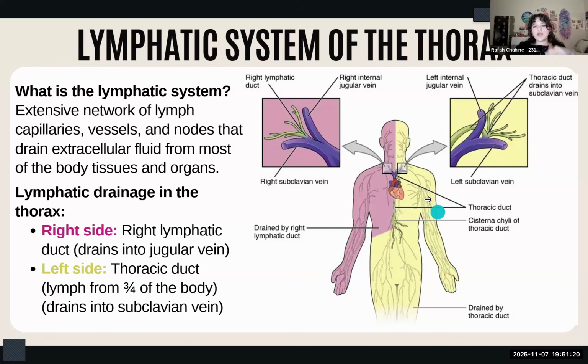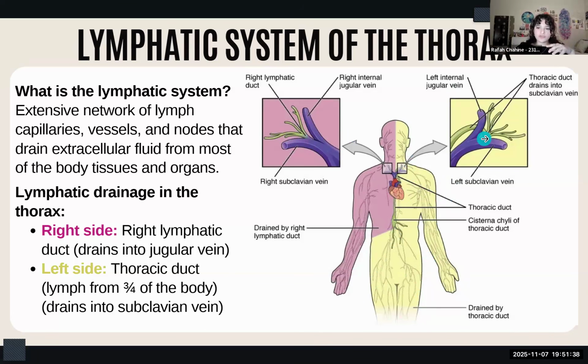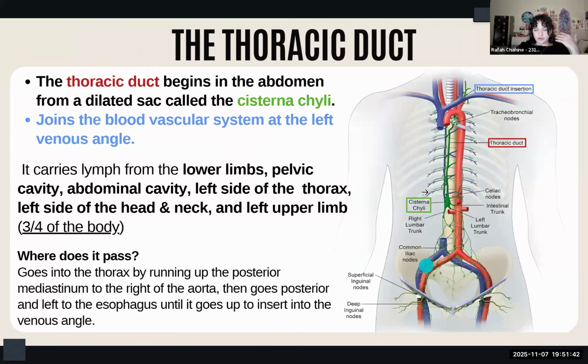Now on the left side, we have this huge portion of the lymphatic system called the thoracic duct. This is going to drain 3/4 of the body. We have the entire abdominal and pelvic cavity, all the lower limbs, the left side of the thorax, the left upper limb, and the left side of the head and the neck. And those are all, again, going to drain into the angle of the subclavian. Fine. This is just another picture of it.